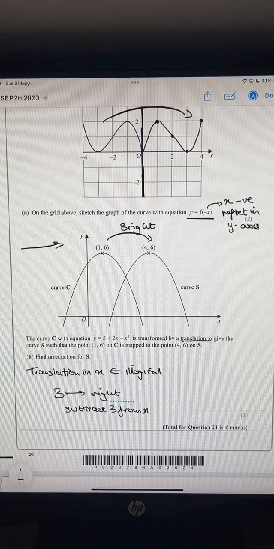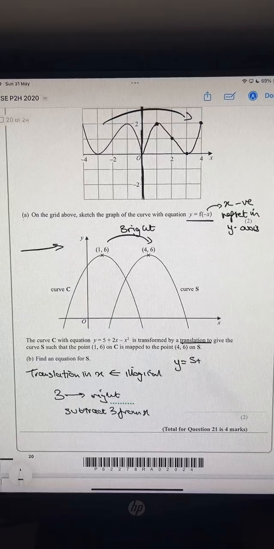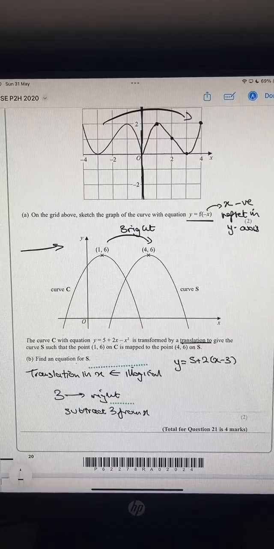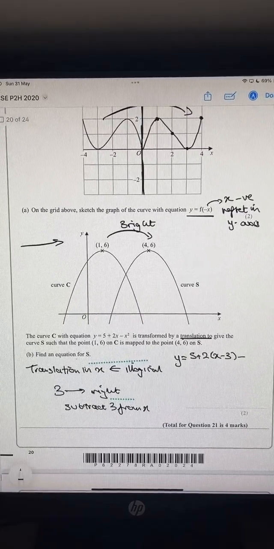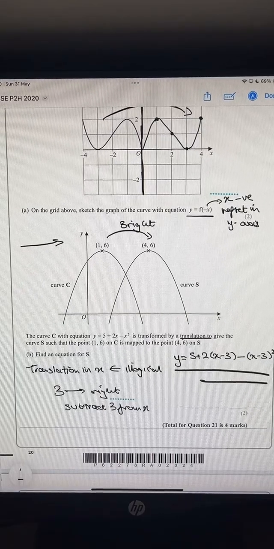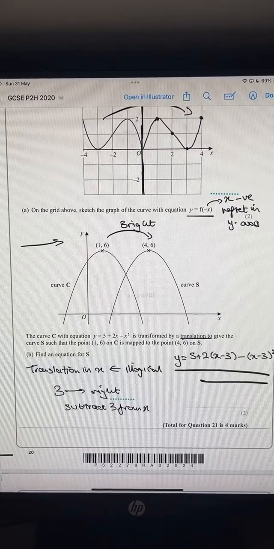So just take your equation, and wherever you see an x, put x minus 3 in brackets. So y equals 5 plus 2, and then I have my x, I'm going to turn that into an x minus 3. Continue minus, and I have x squared, that becomes x minus 3 squared. And that's your answer. Simple as that. You can expand it out if you want. They didn't ask for it, so just keep it as it is. Don't risk it. Don't waste your time. This is the answer to this question, and you can leave it as that.